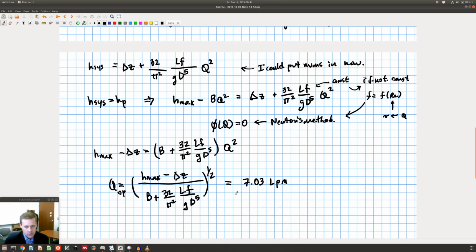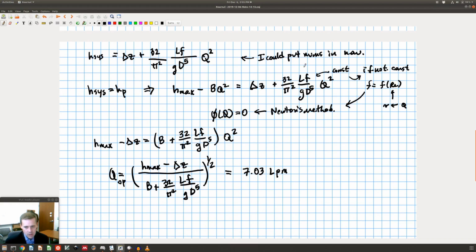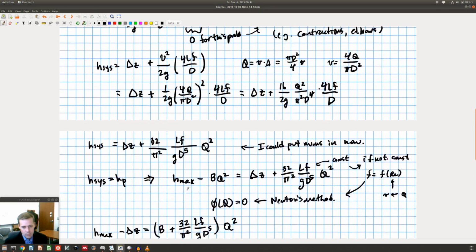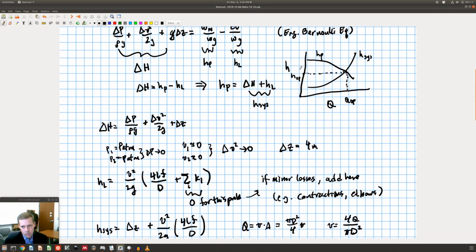So that's fine. So I would just take 7.03 liters per minute, put it in there, square it, and find that. All right. And if I do that, I find that the H of the operating point is 10.53 meters. Okay. So that will be this point right here.